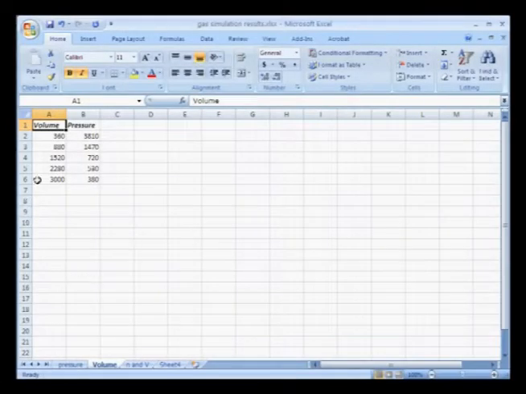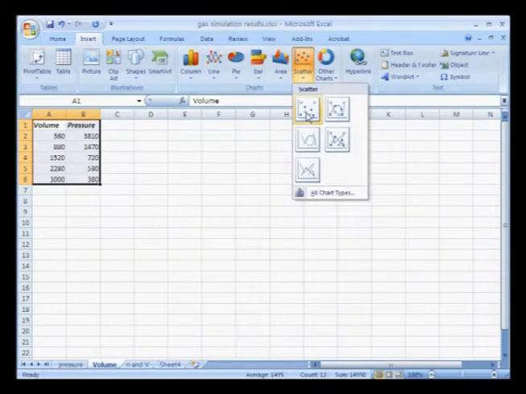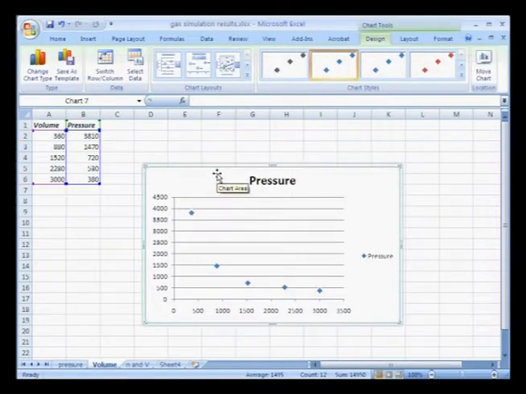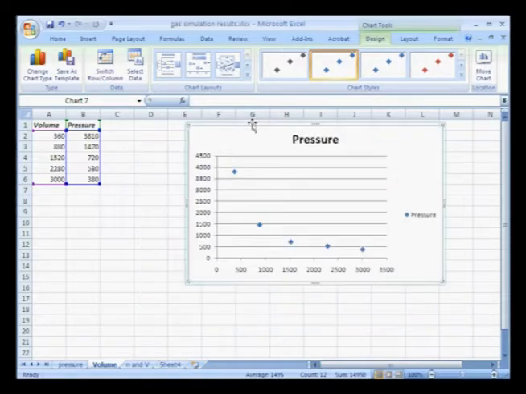Okay, here are the numbers we've gathered. Volume over here and pressure over here. Let's turn those into a scatter plot. So, pressure obviously goes down with volume, but it doesn't go down in a straightforward way. But let's try a little trick.